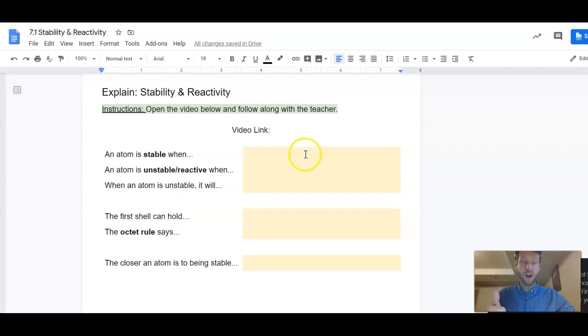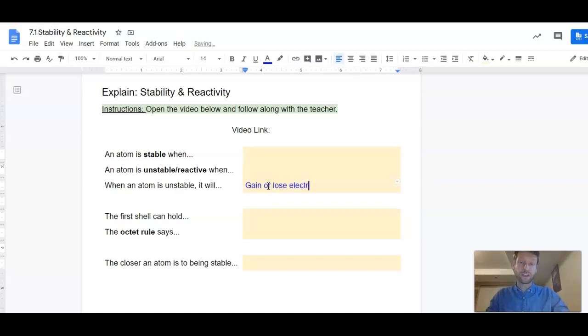So all elements want to be stable. That's their goal in their little elemental existence. And so stable elements are happy. Reactive elements, unstable elements, are not happy. So if it is unstable, it will gain or lose electrons to become stable. Once again, an atom's goal is to become stable. So if it's carbon, if it has 4 valence electrons, it's not stable. It wants to either gain electrons to become stable or lose electrons to become stable.